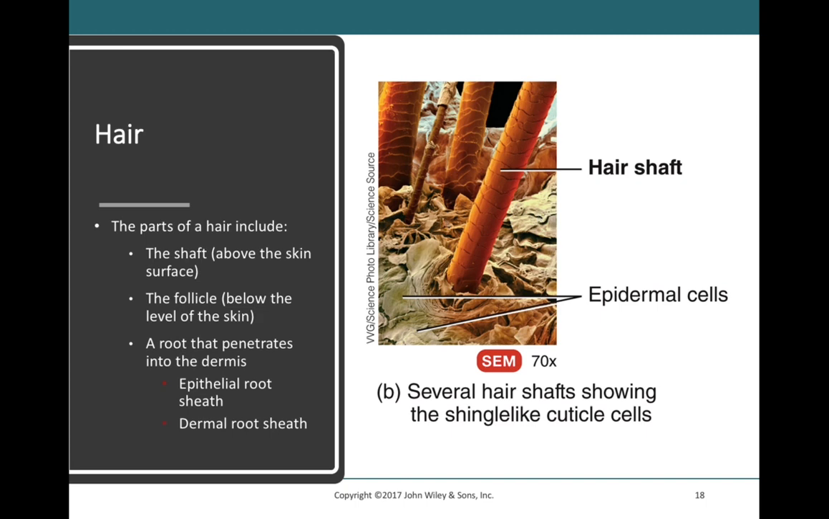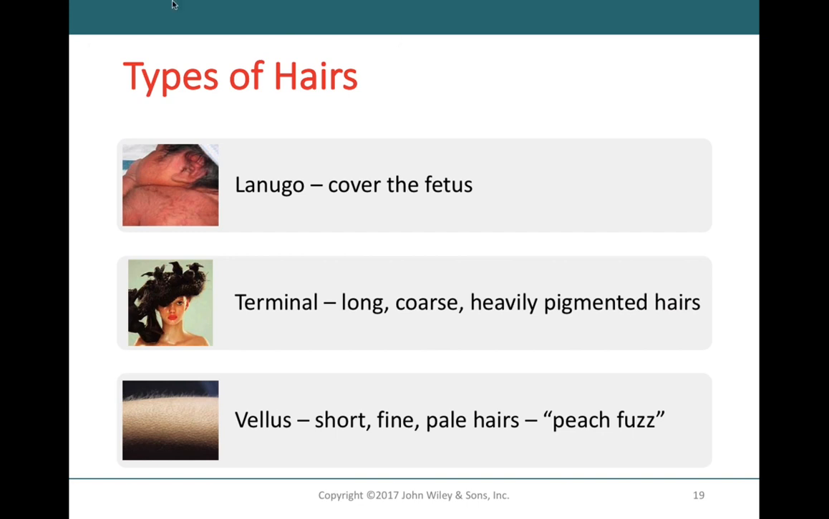So there's a few parts of hair. We have the hair shaft, which is going to be everything found above the skin. We have the hair follicle, which is everything found below the skin. And then part of the hair follicle is going to be the root. So the root is going to be the bulbous structure at the end of the hair follicle. This is going to have a few different parts to it, but what I really want you guys to focus on with hair is the types of hair.